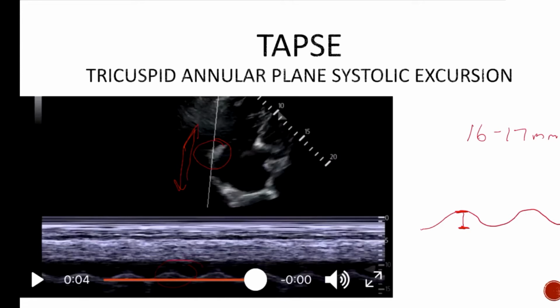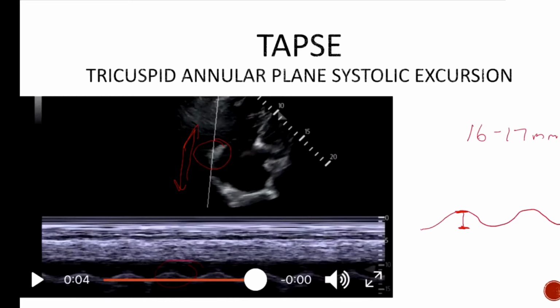So let's say someone had an inferior wall myocardial infarction, right? And a significant right ventricle involvement. Classically, you're going to see some decreased RV function, but if that regional wall motion abnormality is limited strictly to this base by the tricuspid annulus, you're going to see less movement, and it's not going to depict the full global assessment of your systolic function.